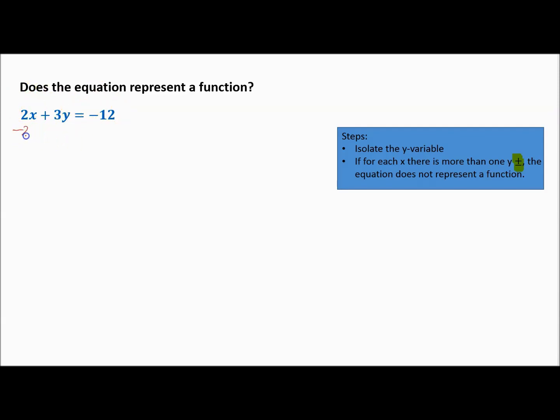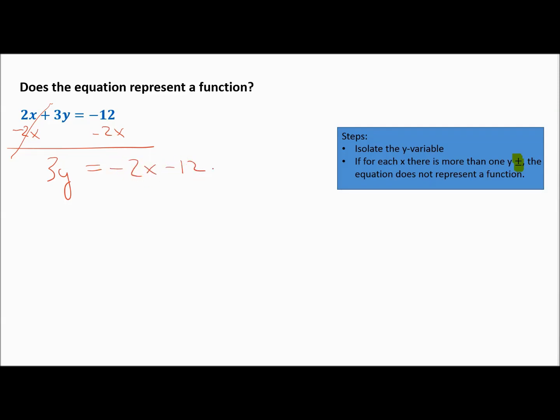So I need to move the 2x. I'm going to subtract 2x from both sides of this equation. Of course, they cancel there. That leaves me with 3y equals. Now, at this point, you have a choice. You can write it as -12 minus 2x. I often end up writing the x term first and put the constant in the back, so -2x minus 12 is fine as well.